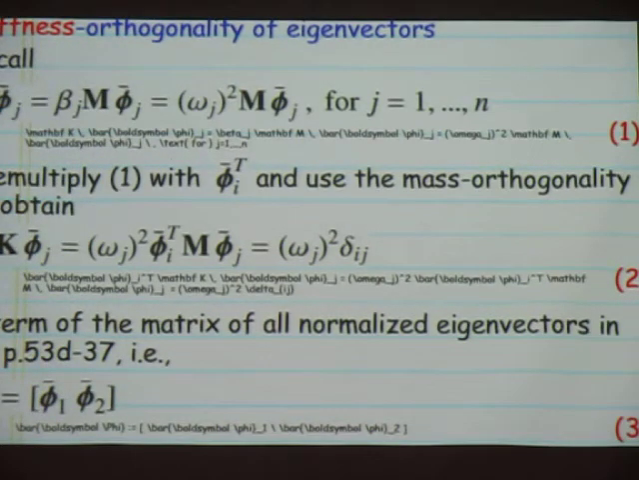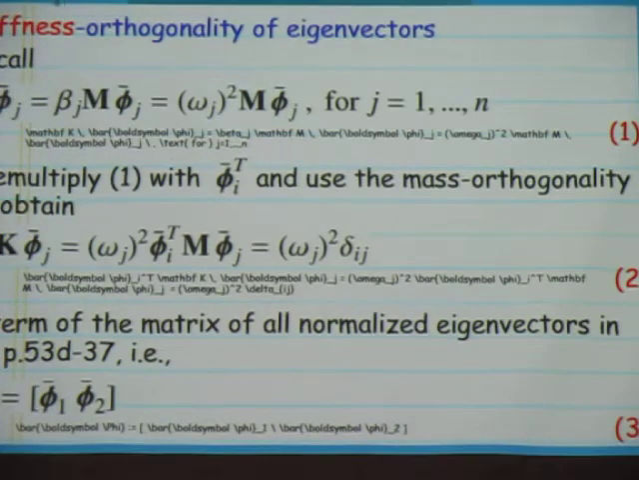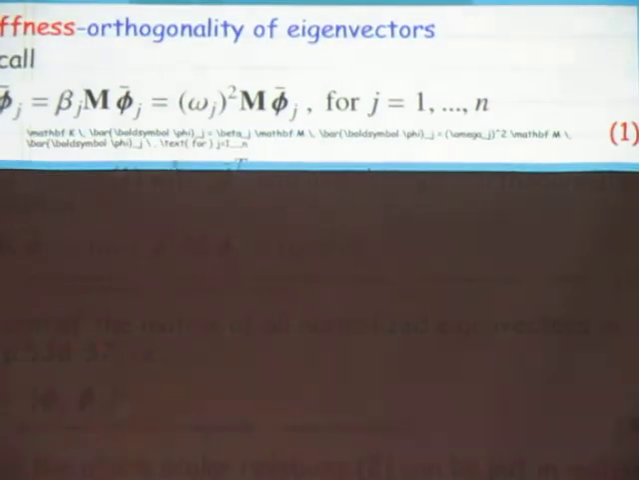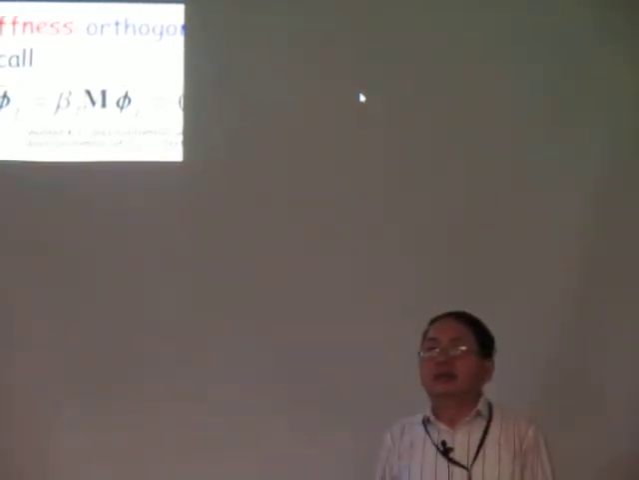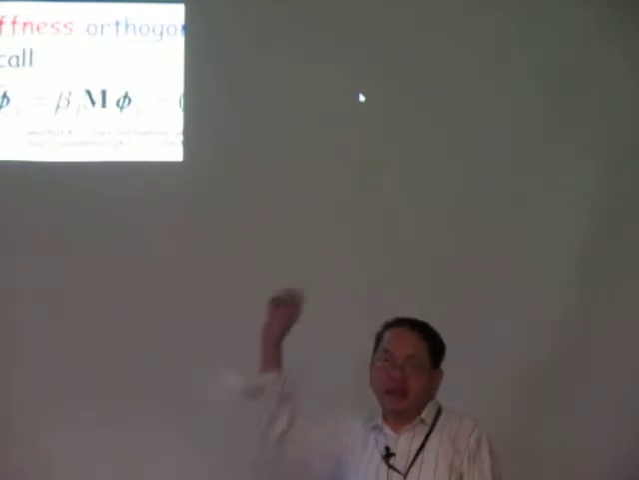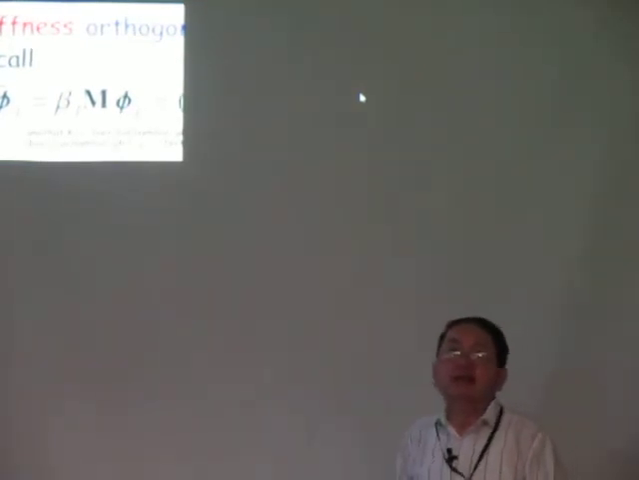So what does it mean? It means the following. It is just a consequence of the mass orthogonality. Let me do the following. Let's recall that you have the generalized eigenvalue problem. You said the stiffness orthogonality is a consequence of the mass orthogonality, and I will show it now.